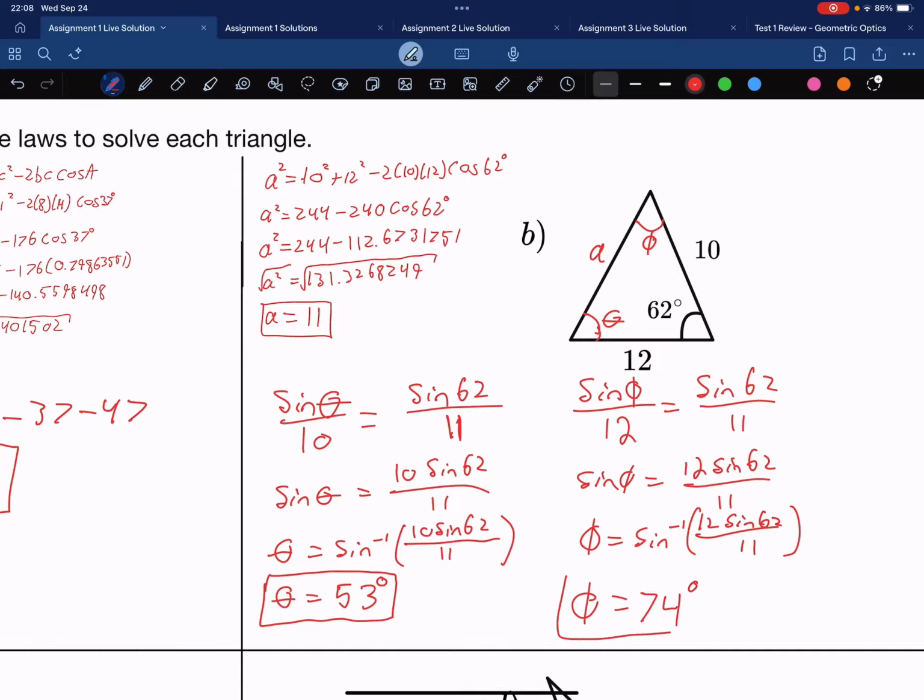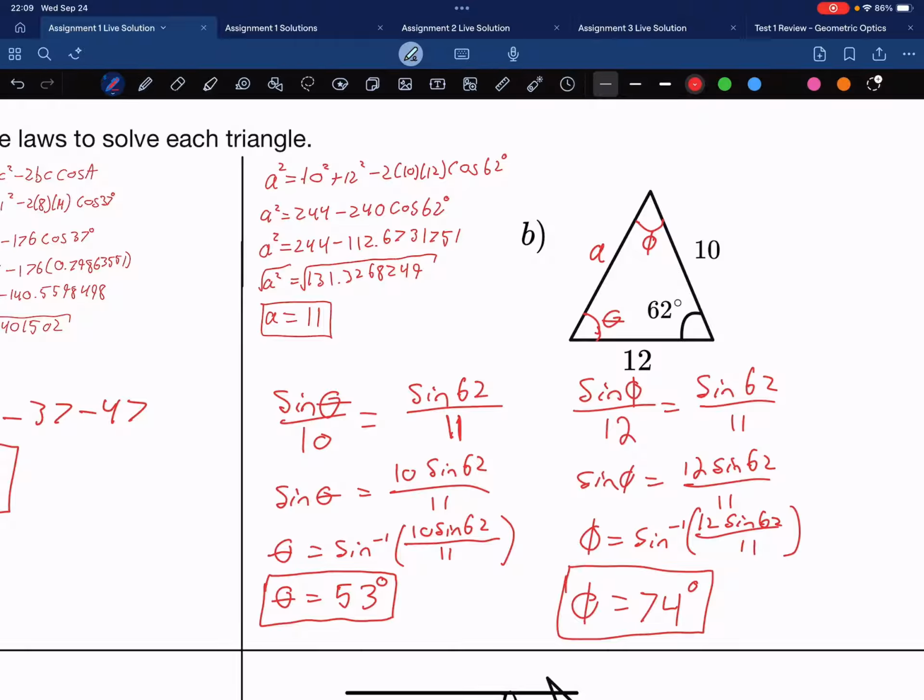74 degrees. So if you notice, 74 plus 53 plus 62 equals 189. So my angles are clearly a little bit off. They do not equal 180 degrees. That's okay. That is because I did a bunch of rounding here.